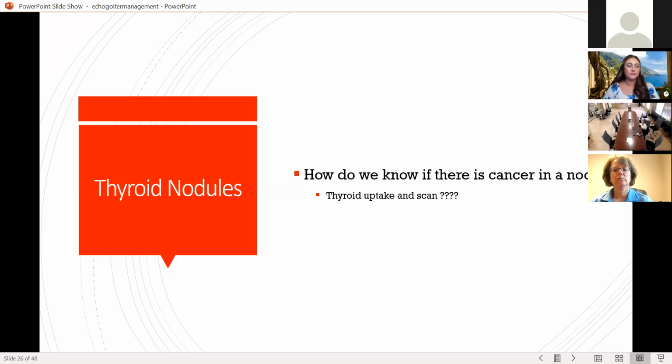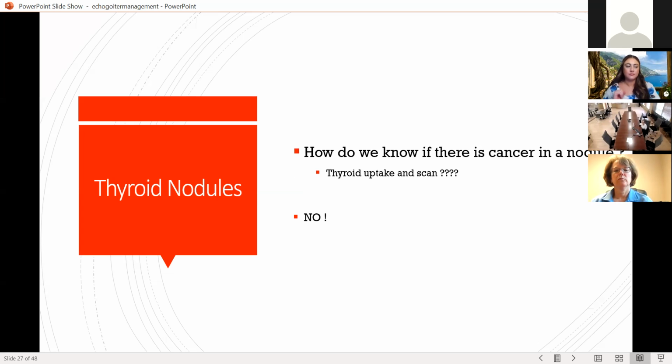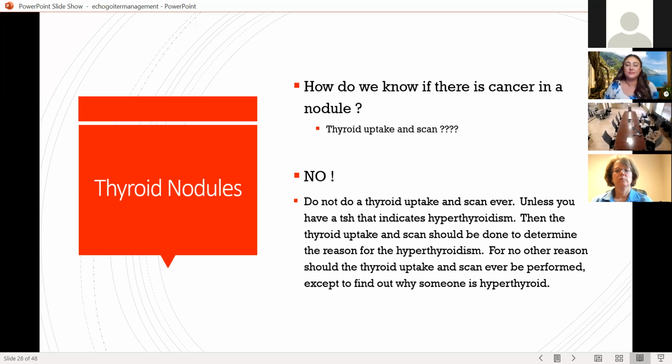Do we do a thyroid uptake and scan simply because we know that there's a thyroid nodule there? Next slide. No, we do not. Next slide. Think about thyroid uptakes and scans as only to be done in someone whose TSH is suppressed, indicating hyperthyroidism. These scans are only to figure out why someone is hyperthyroid.